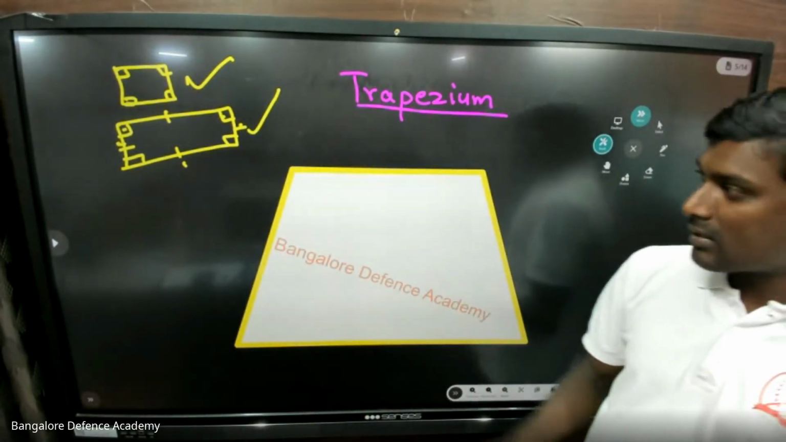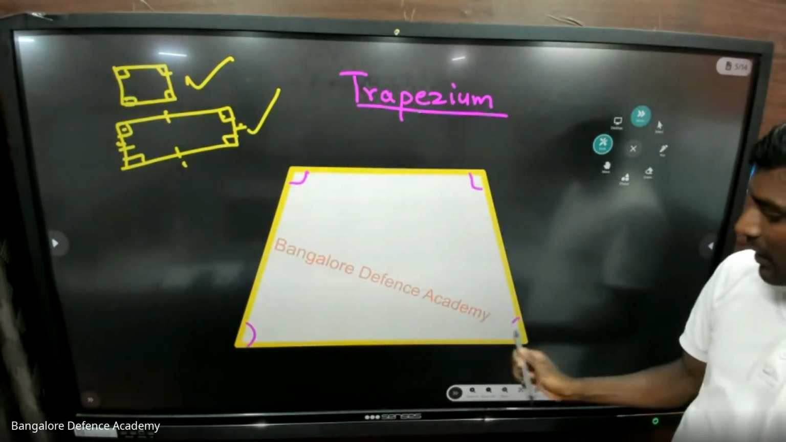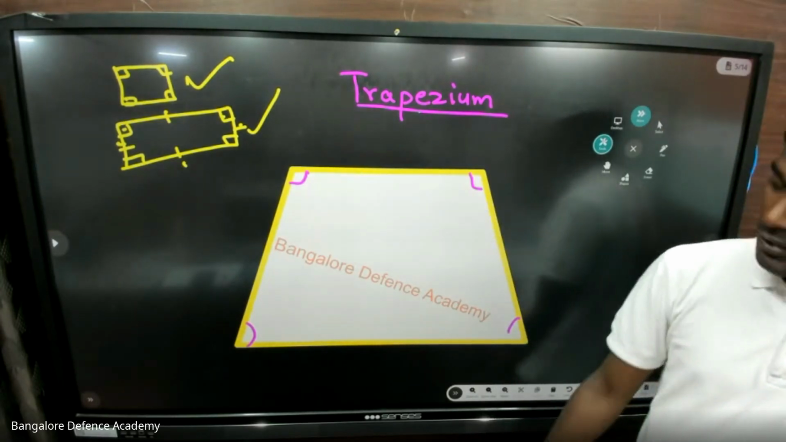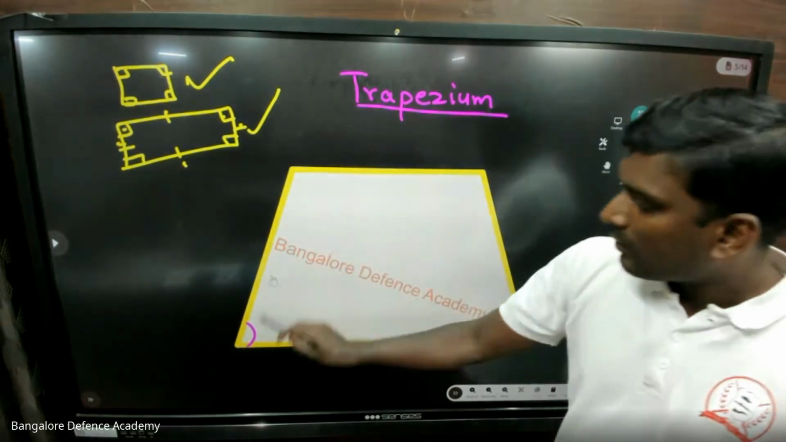But what is the difference? These angles are not equal and it is not making 90°. You understand? So that is a trapezium. That's it, easy. Now look at this.